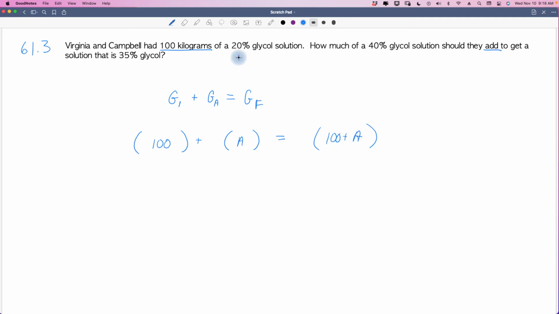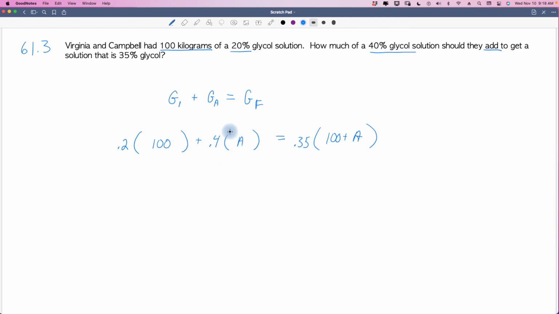So they have, to start with, 20%. This is 20%, so that's 0.2. And we know that they have a 40% to add, so we make that 0.4. But what they want to end up with is 0.35. So you see how that works?